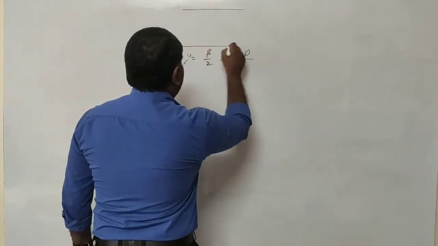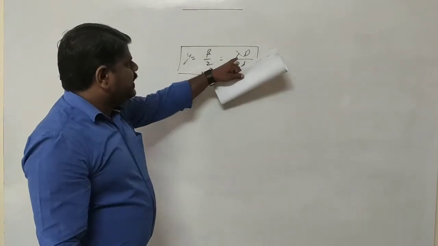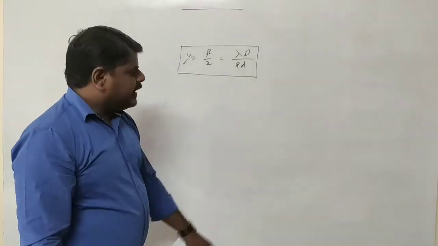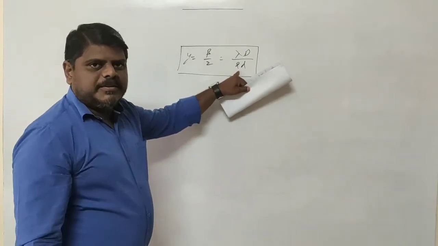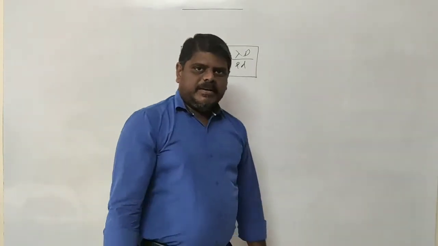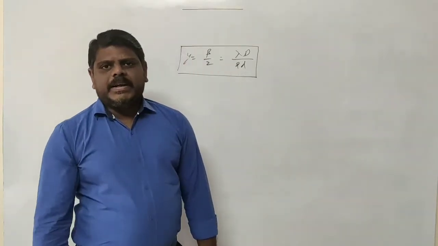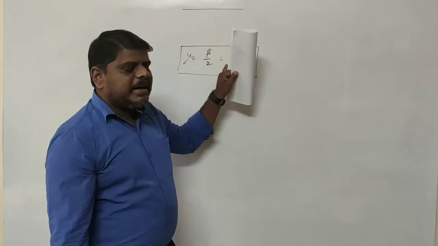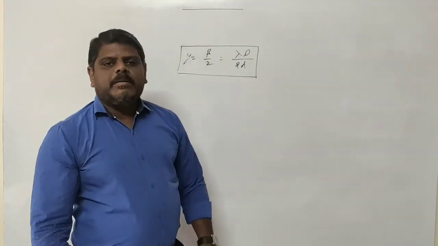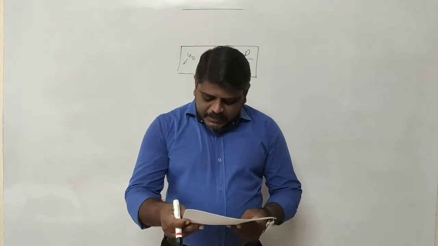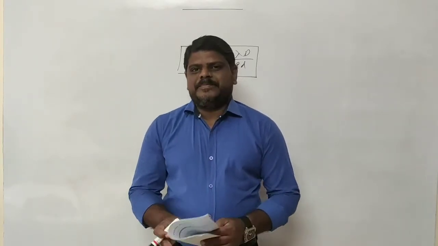So this is the formula itself. y is equal to beta by 2 is equal to lambda into capital D by 2 small d, the distance between one bright fringe and the immediate dark fringe. If they are saying the distance between one bright fringe and the next immediate bright fringe, then you can directly write beta is equal to lambda into capital D by small d. But here the formula is half of the fringe width, lambda into capital D by 2 into small d. Which option is correct? The third option is correct here. Okay, let's go for the next problem.